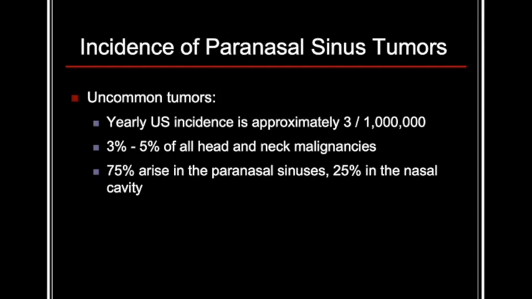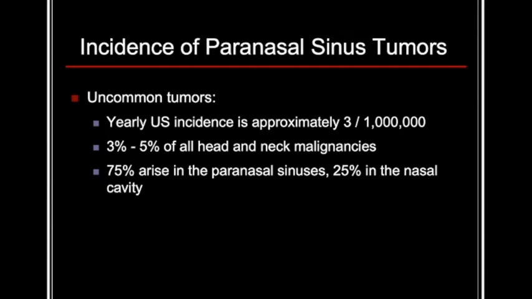So first of all, the incidence and the demographics. These are relatively uncommon tumors. The yearly U.S. incidence is about 3 in a million. That's 3 to 5% of all head and neck malignancies. So if you read a fair amount of head and neck, chances are you'll see several of these a year, but it's not going to be something you're going to see every day in your clinical practice.